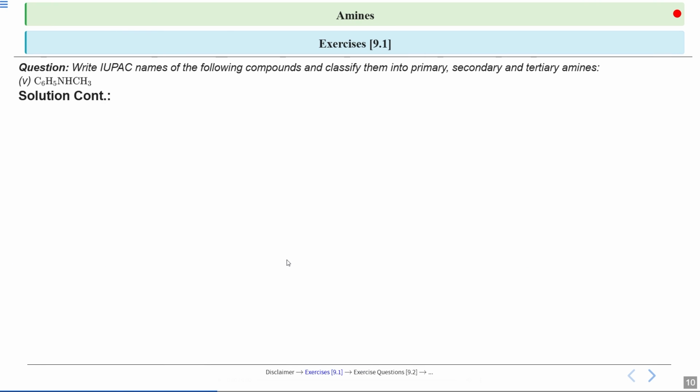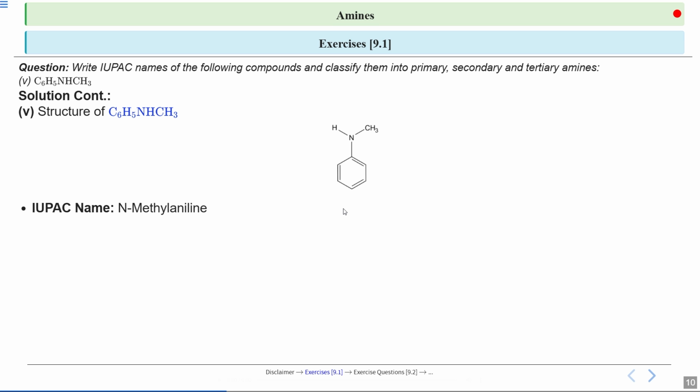Now let us move to the next part of this question. We have C6H5NHCH3. In this case we have an aryl amine. You will see that a methyl group is attached to this nitrogen and this ring is also there. So what will be the IUPAC name? It will be N-methyl aniline, because this methyl is directly attached to this nitrogen.